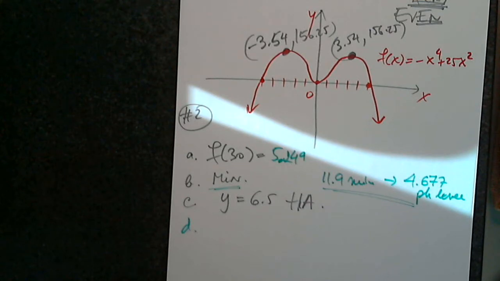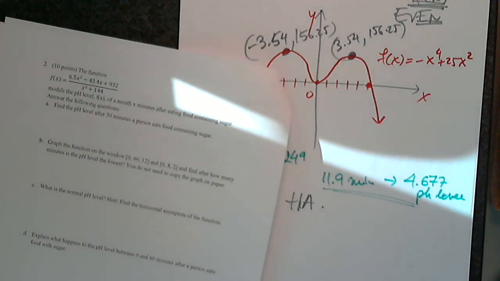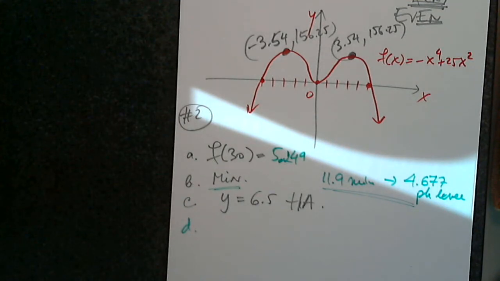Graph the function and find after how many minutes the pH level is the lowest. The pH level is the lowest after 11.9 minutes. And then between 0 and 60 minutes, the pH level is at 4.67, or no? So you mean part D? Yeah, in part D, I have to say that at time 0, the pH level is 6.5. 11.9 minutes later it drops to 4.677. And after that, it gets closer and closer back to normal. So you have to write all that out. Yes, I have to explain that because I'm not asking you to put the graph in there. So you have to put it in writing.